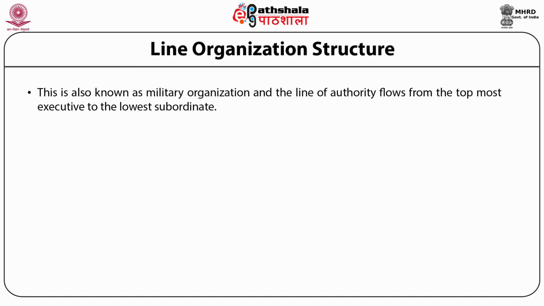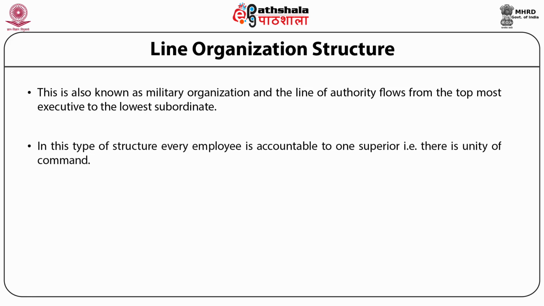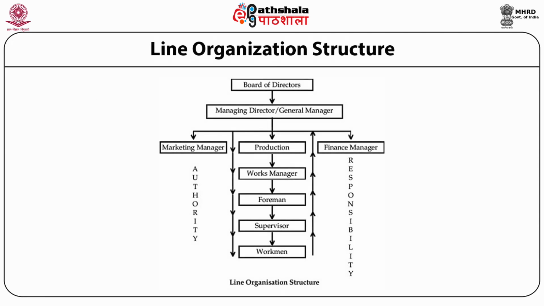This is also known as military organization, and the line of authority flows from the topmost executive to the lowest subordinate. In this type of structure, every employee is accountable to one superior. That is, there is unity of command. In this structure, there is a lack of specialization and flexibility. As we have seen in the previous slide, what is line organization structure?